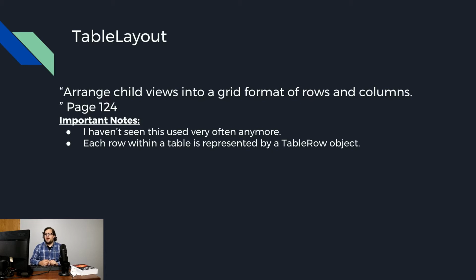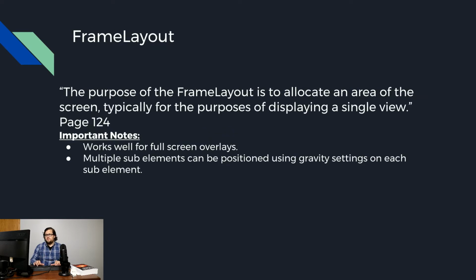Table layouts are something that I haven't seen used in a long time. I really don't have a good concept of whether the table layout is better than using linear layouts for the same layout. But basically in the book it says you arrange child elements into a grid format of rows and columns. Typically I've seen it done more with nested linear layouts. This might be more efficient, I'm not 100% sure on that. But one thing to note is each row within a table is represented by a table row object.